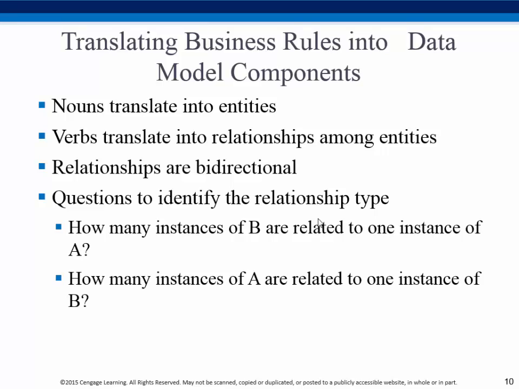Okay, for example, you can assess the relationship between students and classes by asking a couple of questions. In how many classes can one student enroll? Your answer should be many. How many students can enroll in one class? Again, it's many. Therefore, the relationship between students and classes is many to many. You will have many opportunities to determine the relationship between entities as you proceed through the book, and soon the process will become second nature.